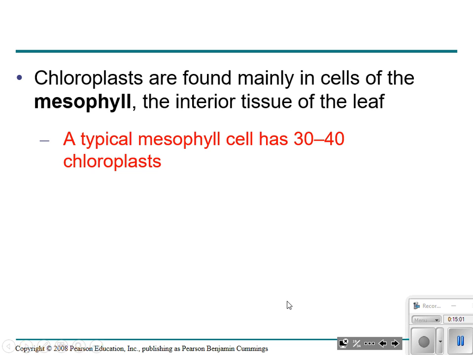Chloroplasts are found mainly in cells of the mesophyll, an interior tissue of the leaf. The mesophyll layer of the leaf.